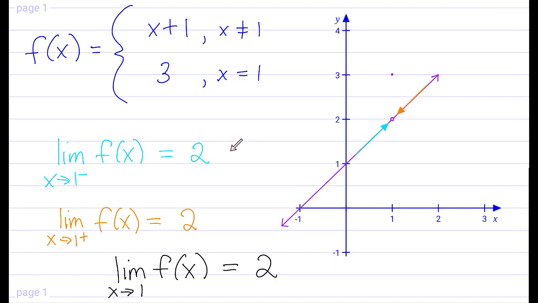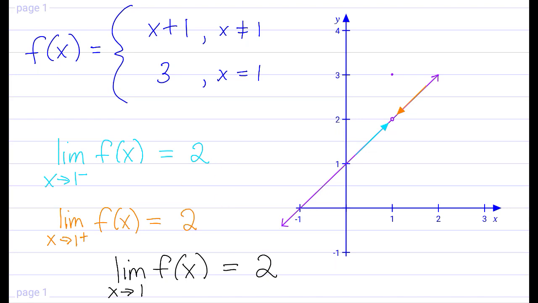So these are called one-sided limits. Remember, when you see something like this, you should think the limit as x approaches 1 from the left of f of x. This is the limit as x approaches 1 from the right of f of x. And in this particular problem, both of these limits turned out to be 2.